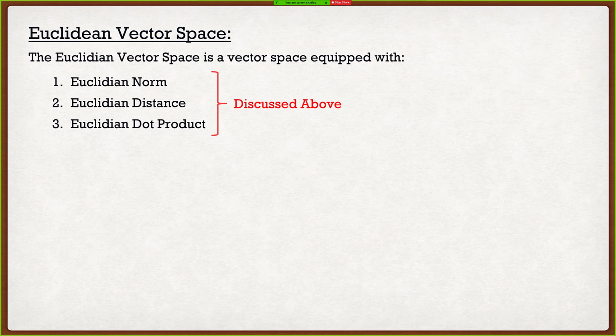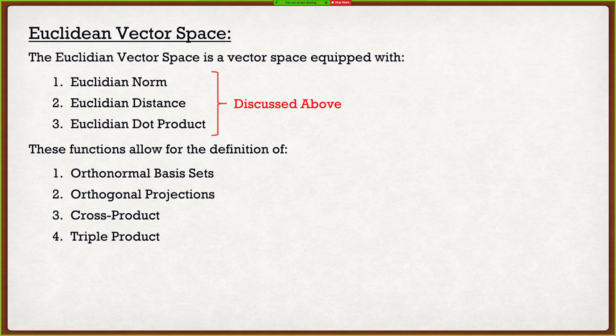Now, why is this so important? Why do I want a Euclidean vector space? Well, from a Euclidean vector space, I can actually form the following: an orthonormal basis set, orthogonal projections, cross product, as well as triple product. And these are going to be very useful moving forward. So we're going to talk about each one of these.